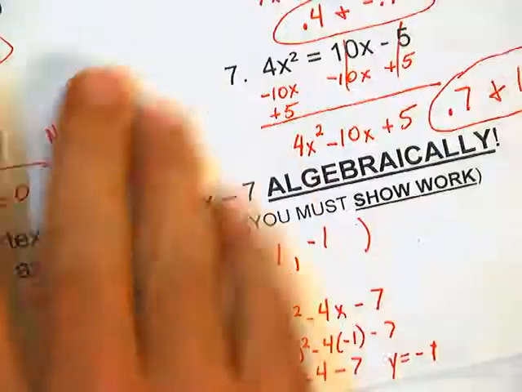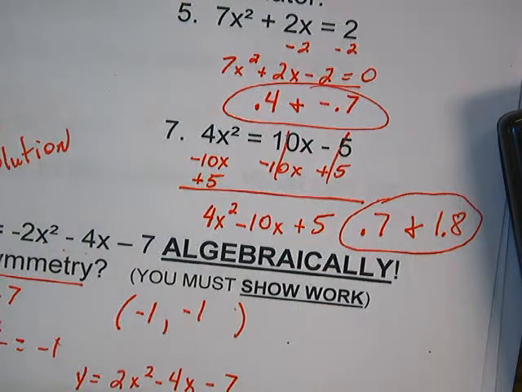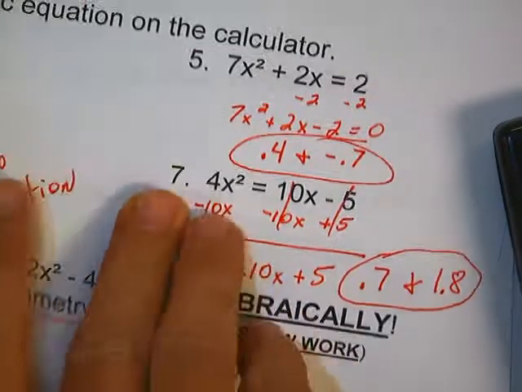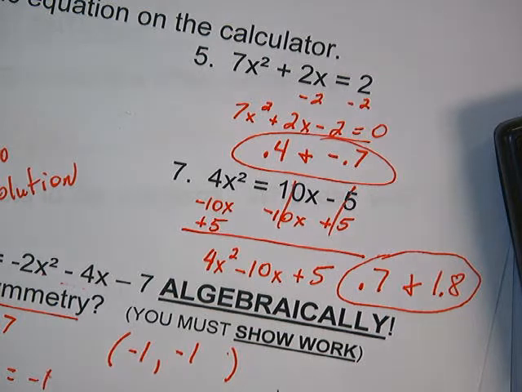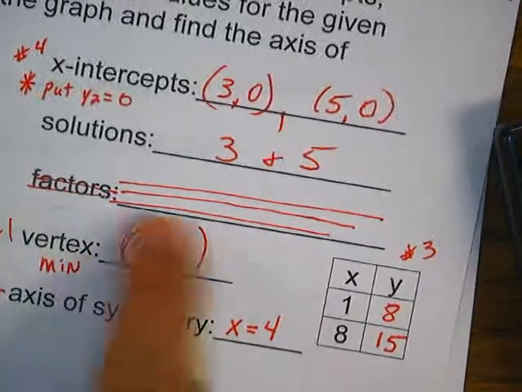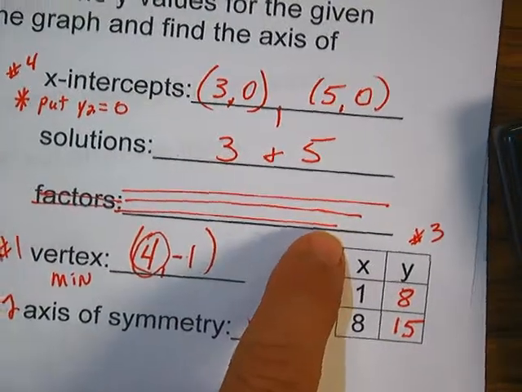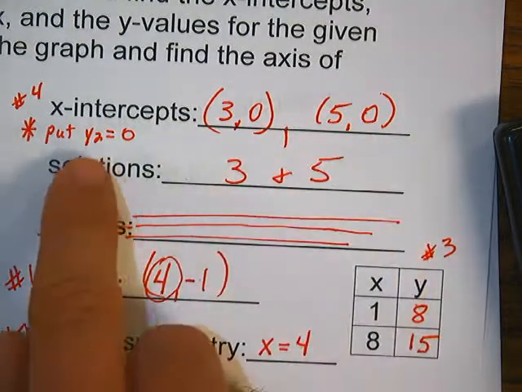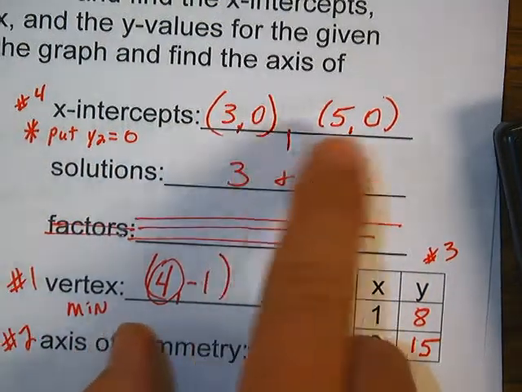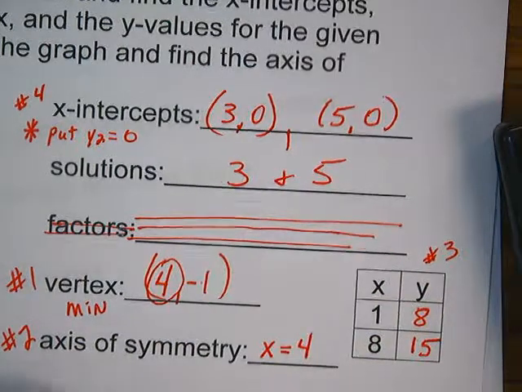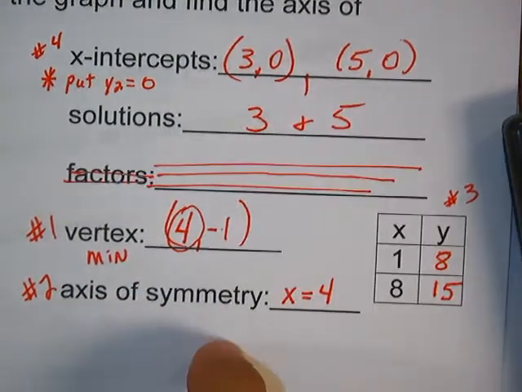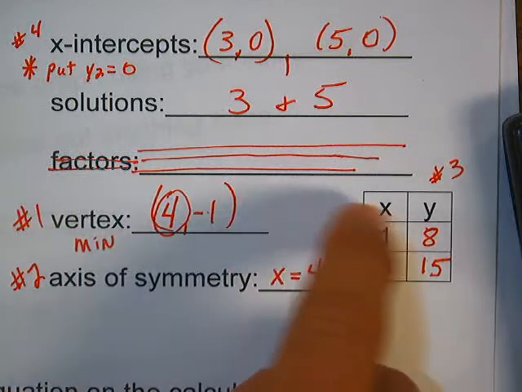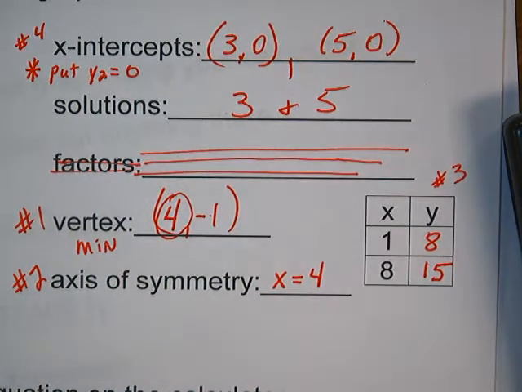That's it. Make sure when you get to the worksheet, anytime it says factors, we're not worried about that. Also make sure your x-intercepts are a point. Your solutions are just the x value of that point. You might refer back to these to see which to do in which order. I hope that helps.